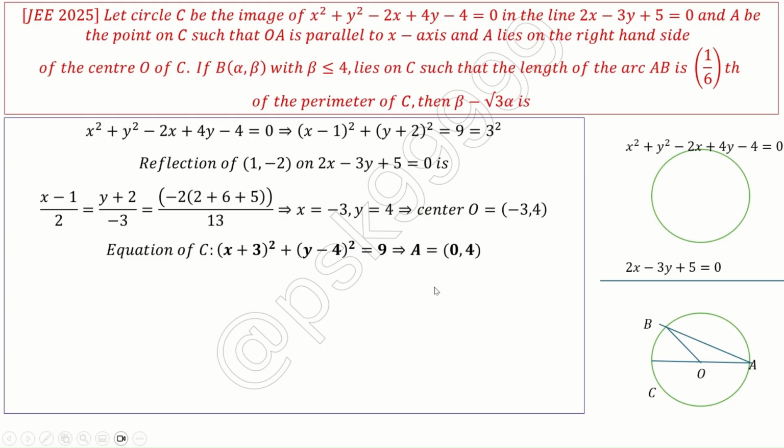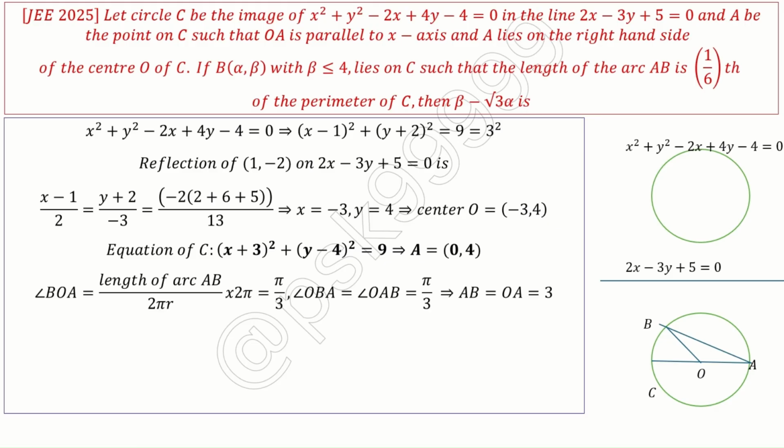Now I have my A, and B is nothing but (alpha, beta). Now, how much is angle BOA? It is the length of the arc divided by the total perimeter, times 2 pi, 360 degrees, right? This is given as 1/6, so 2 pi by 6, which is pi by 3. Now, I know that the other two angles are also equal, because this is an isosceles triangle, as OA and OB are both radius, so these two angles will be the same. If this is 60 and these two angles are same, they will be 60 and 60. OAB is also 60, which means AB equal to OA, which is 3, right?